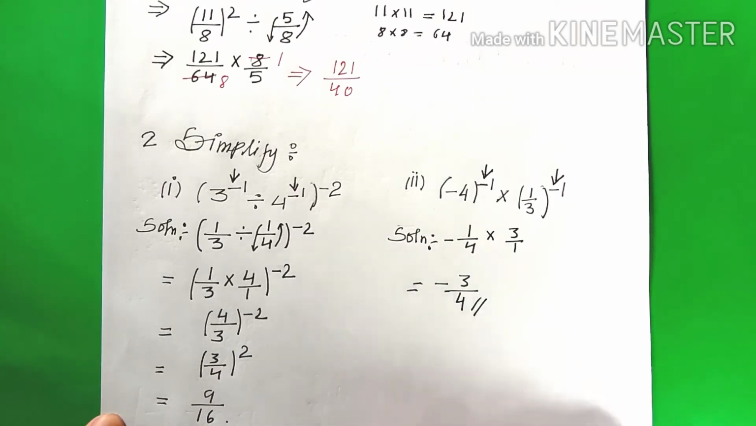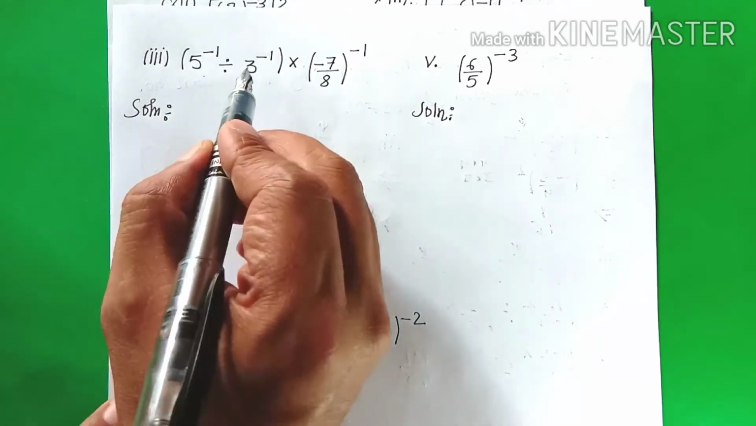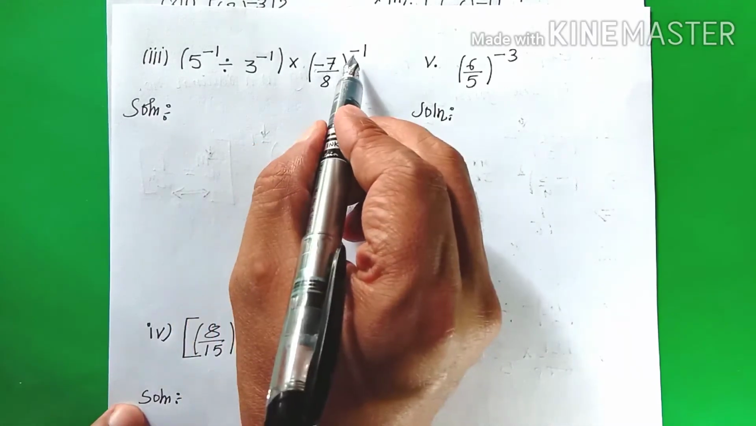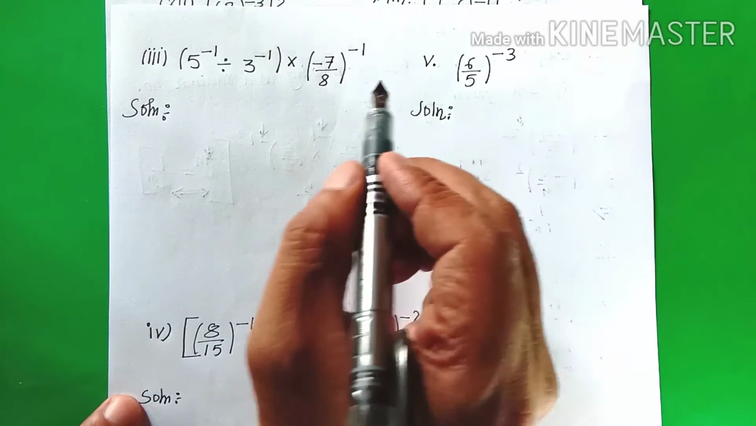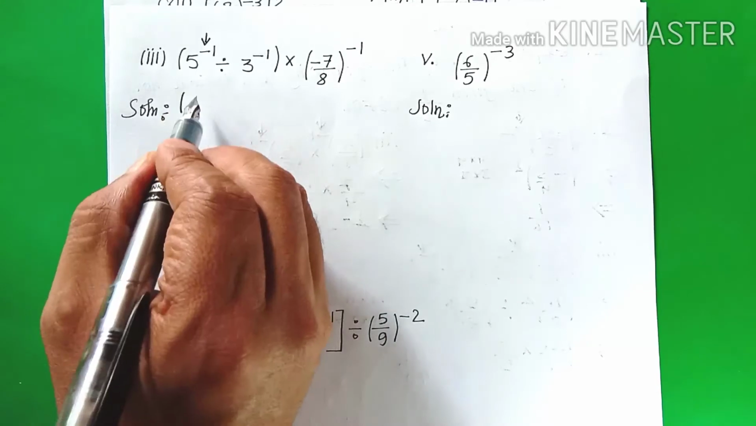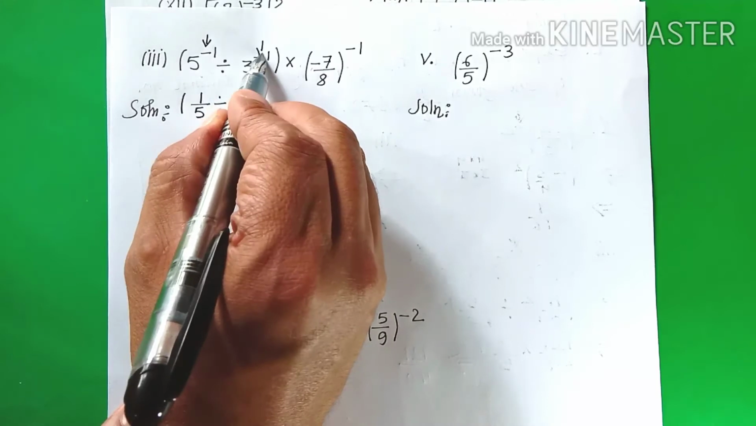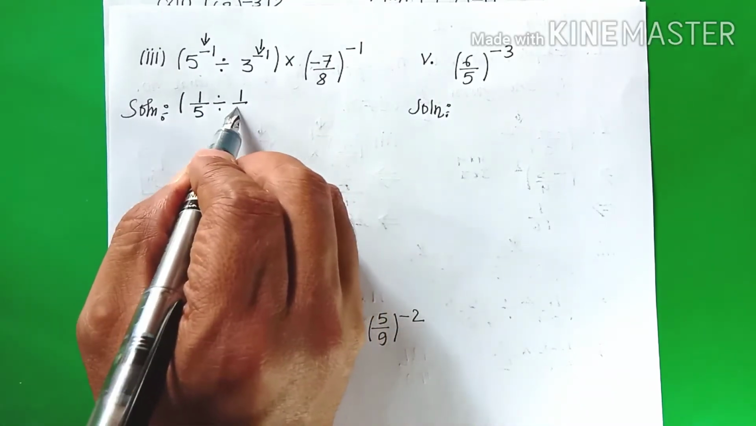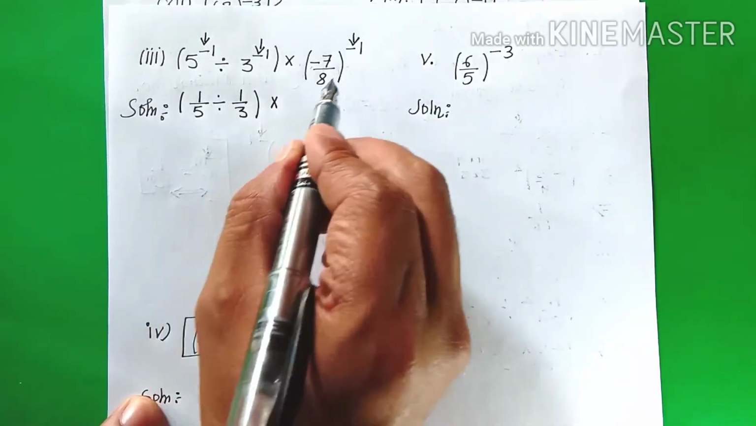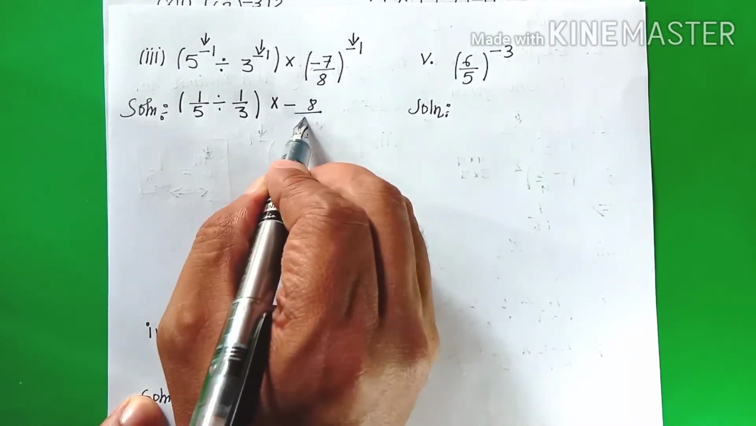The third one, again we can see here 5 raised to negative 1 divided by 3 raised to negative 1 times of negative 7 divided by 8 raised to minus 1. Again you can apply here the law of exponent. Negative power, we change that into a positive. Now it will become here 1 by 5 divided, again change this negative power, so it will take the reciprocal, which is 1/3. We can close here, again times, again it has a negative power, you can convert into a positive, so it will become here negative 8 divided by 7.